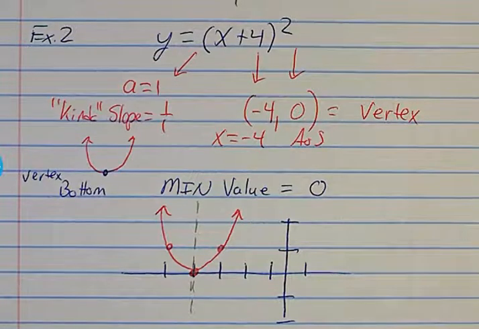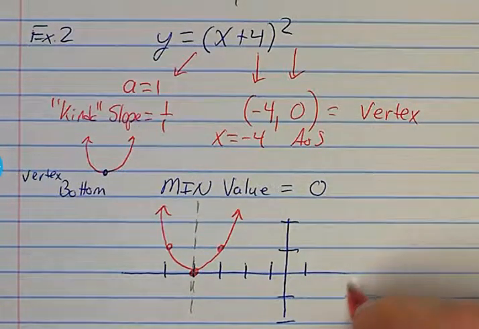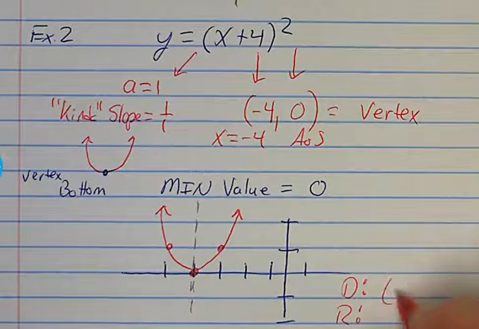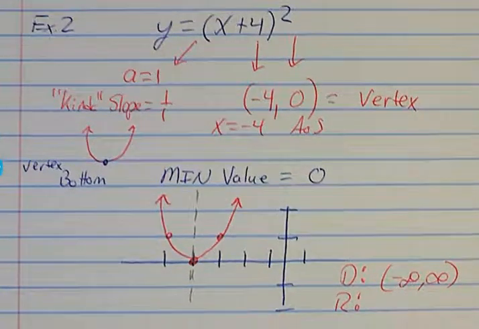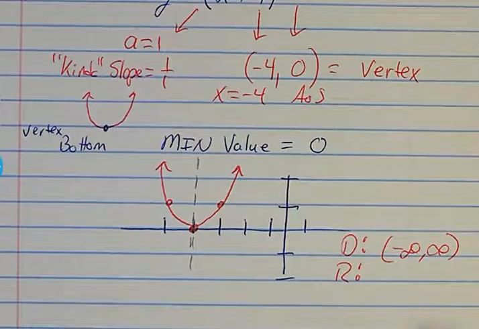Okay, now just for more practice, we'll go ahead and do domain and range here. The domain, for every single one of these graphs, is always going to be negative infinity to infinity. The only part that's going to change is the range, and that's going to change depending on the problem.